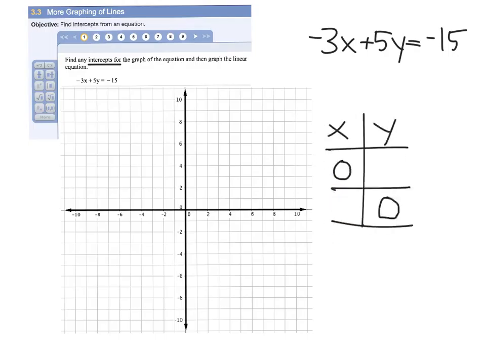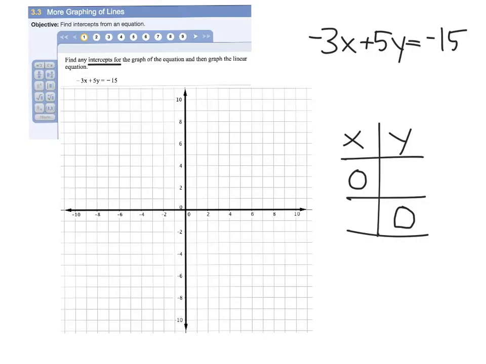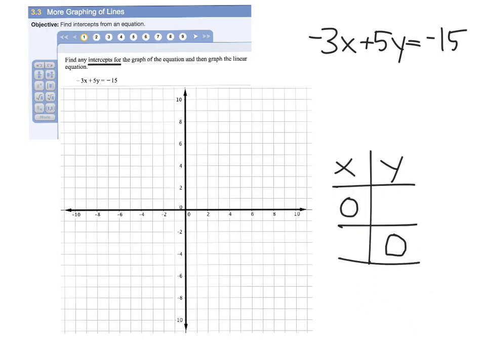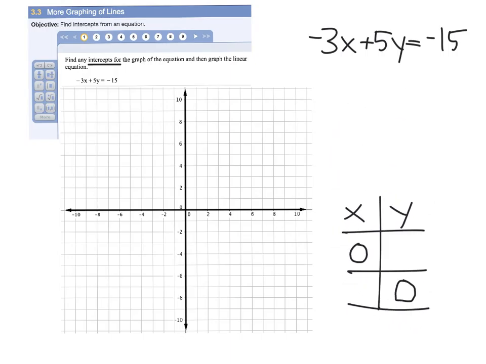That's a very specific technique because when you let x equal 0, you're finding the y-intercept, and when you let y be 0, you're finding the x-intercept. So that's what they mean by finding the intercepts. All right, so I'm going to move this down here, out of the way, and let's do this first one.